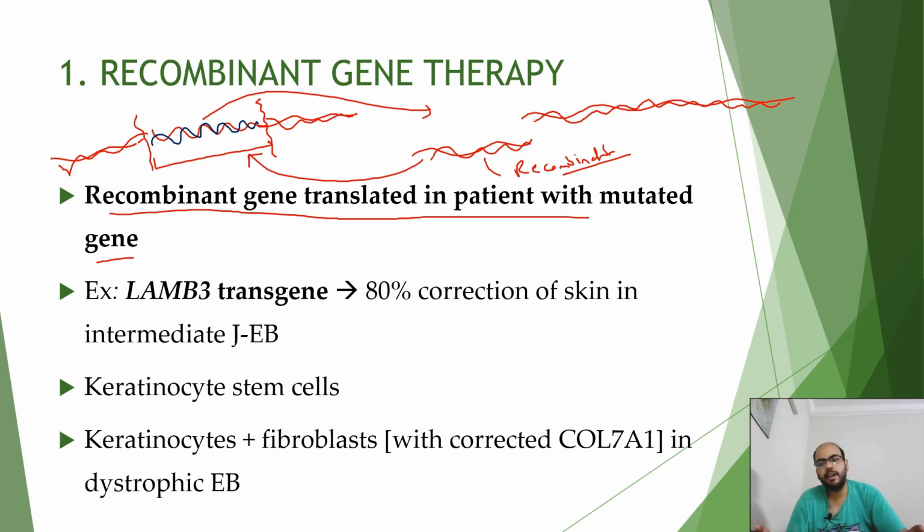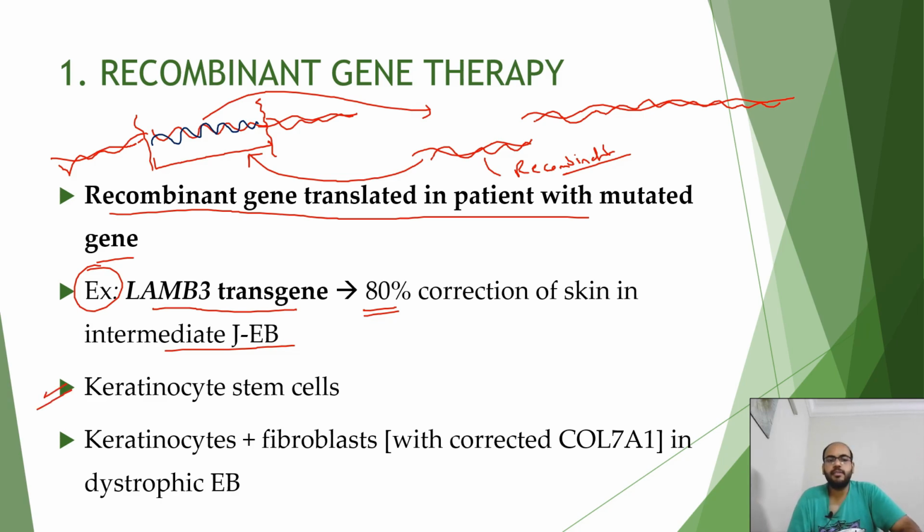It is the same as when the bulb gets fused, you remove the bulb, put in a new bulb, and everything is okay. That is recombinant gene therapy. One good example is the LAMB3 transgene in junctional EB, in which you take out the mutated gene, you put a new LAMB3 which is perfectly normal, and it has been shown in a case report to have at least 80% correction of skin in intermediate junctional EB. So it does show a lot of promise.